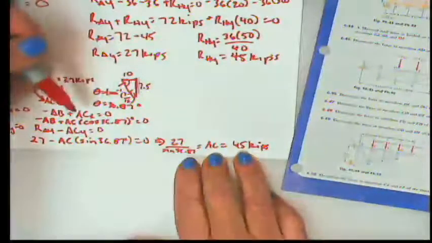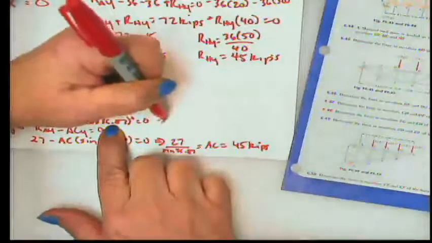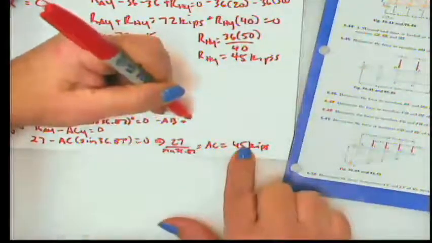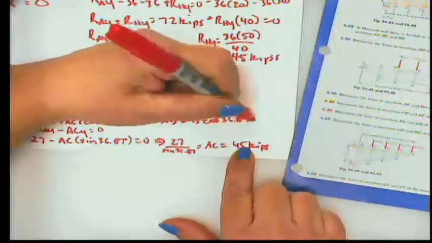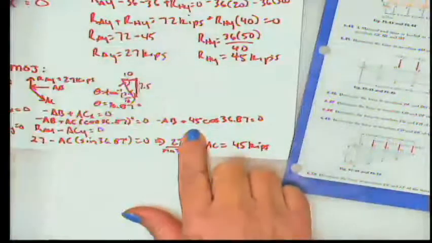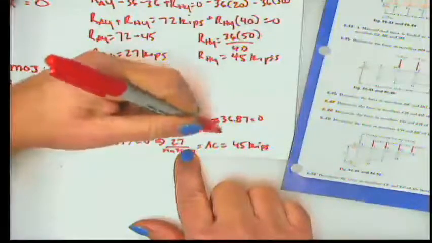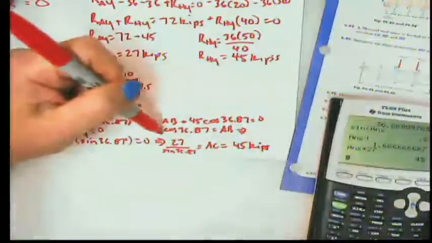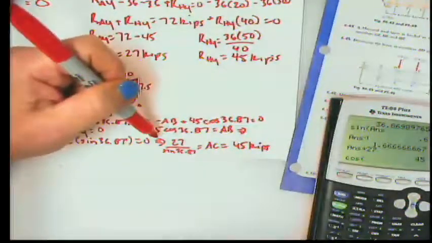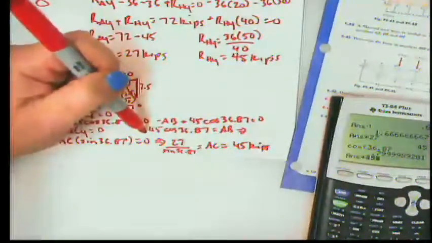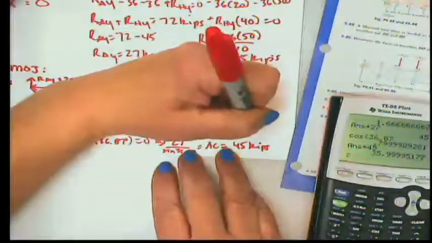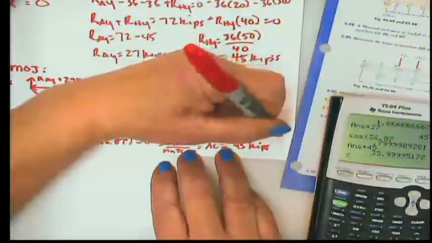All right. So once I find AC, then I can plug it into this, and I can say minus AB plus AC, which I now know would be 45 kips, times the cosine of 36.87 degrees equals 0. So 45 times the cosine of 36.87 degrees equals AB, and then I can solve directly for AB. All right, so if I take the cosine of 36.87 degrees, I get that, I multiply it by 45, and I get that value is 36 kips. Okay?